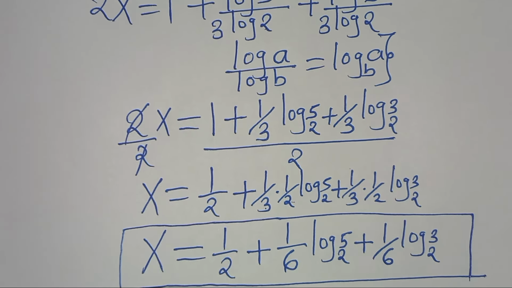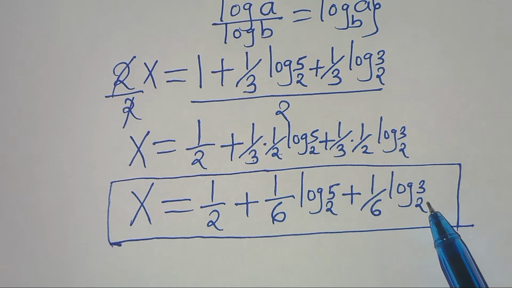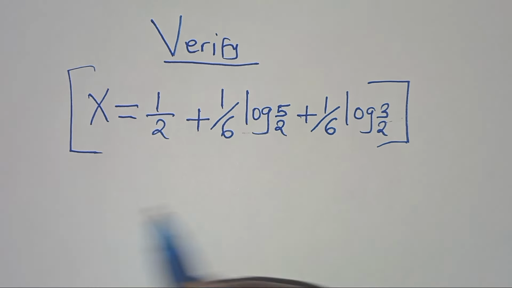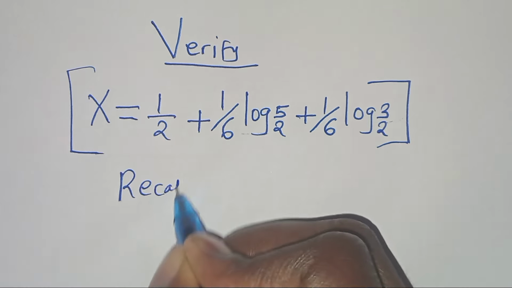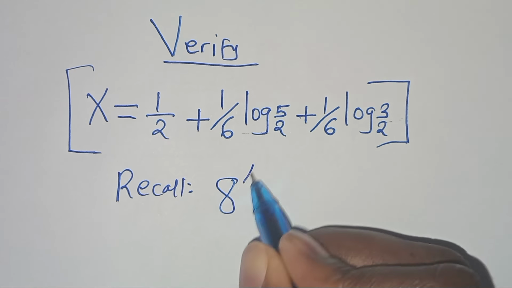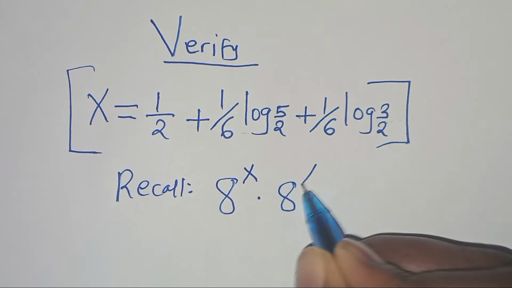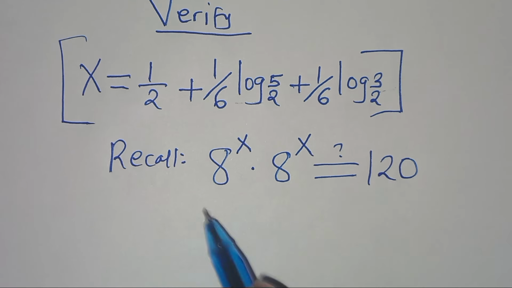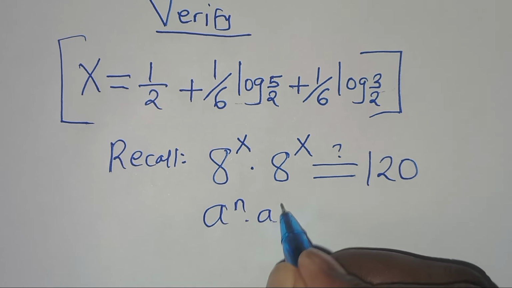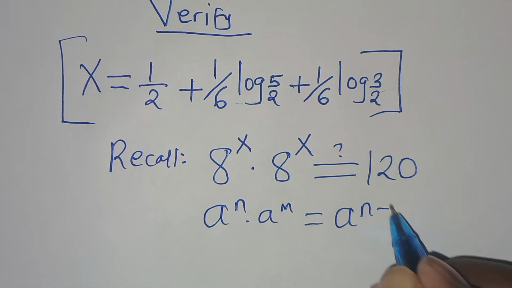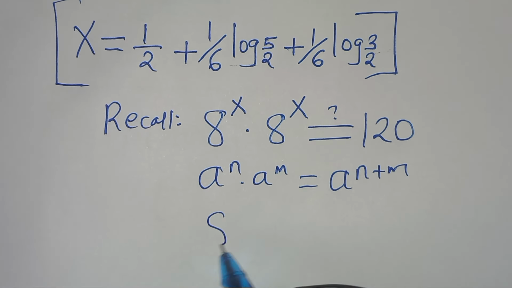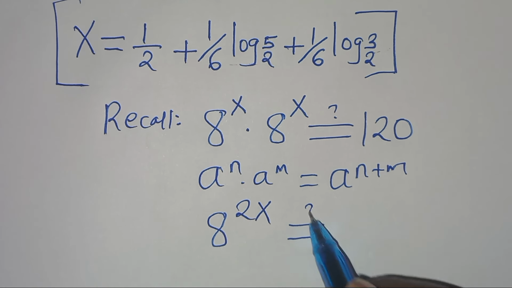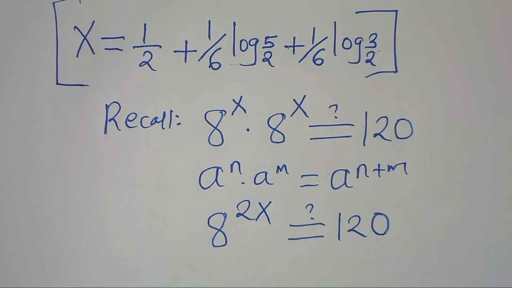The next step from here is to verify that this value of x satisfies the equation. Now, if you recall, we have that 8 to the power of x times 8 to the power of x is supposed to give us a value of 120. This is in the form of a to the power of n times a to the power of m, which can be expressed as a to the power of n plus m. So this is 8 to the power of x plus x, which is 2x, and this is supposed to give us a value of 120.